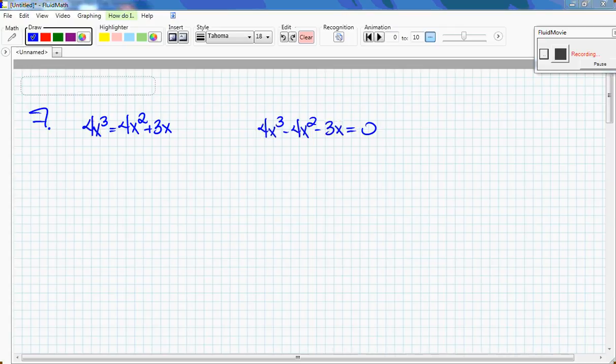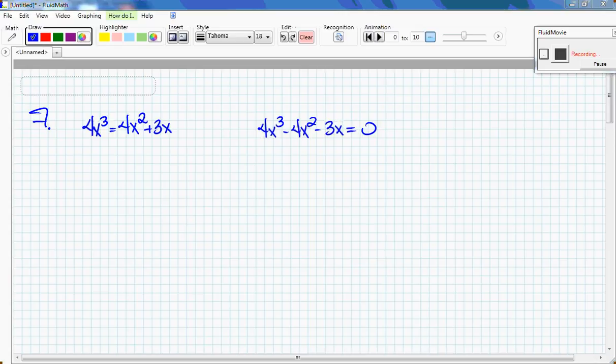Okay, to solve question 7, it does say to solve by graphing, and then it says to check your answers, and we can do this two ways. We can take the equation as it is originally, and we can graph this cubic. We can graph the right side, which is a quadratic, and we can find where they intersect, where 4x cubed is equal to 4x squared plus 3x.